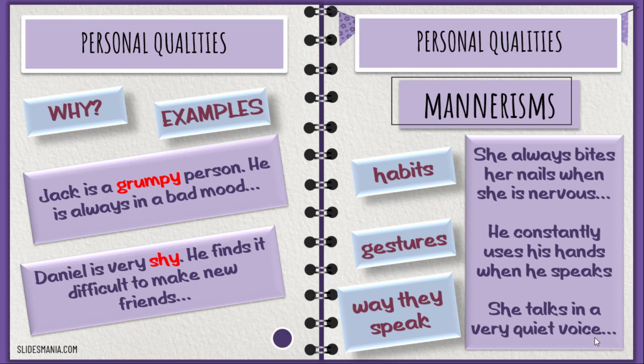You can also write about mannerisms. For example, habits. She always bites her nails when she's nervous. Gestures. He constantly uses his hands when he speaks. Or maybe the way they speak. She talks in a very quiet voice.